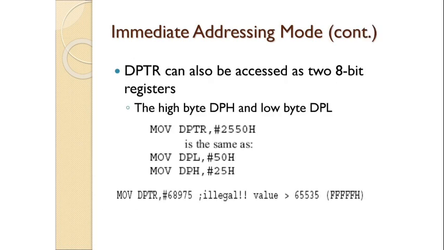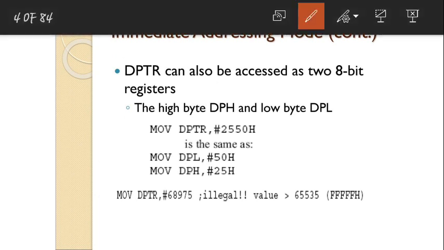Here DPTR can be accessed as two 8-bit registers. We have seen already the high byte is nothing but your DPH, data pointer high, and the low byte is nothing but your DPL. So you can write in this way, or else you can write in this way. These two instructions are nothing but this itself. Here you are directly taking DPTR as a 16-bit register and loading the 16-bit data into it.